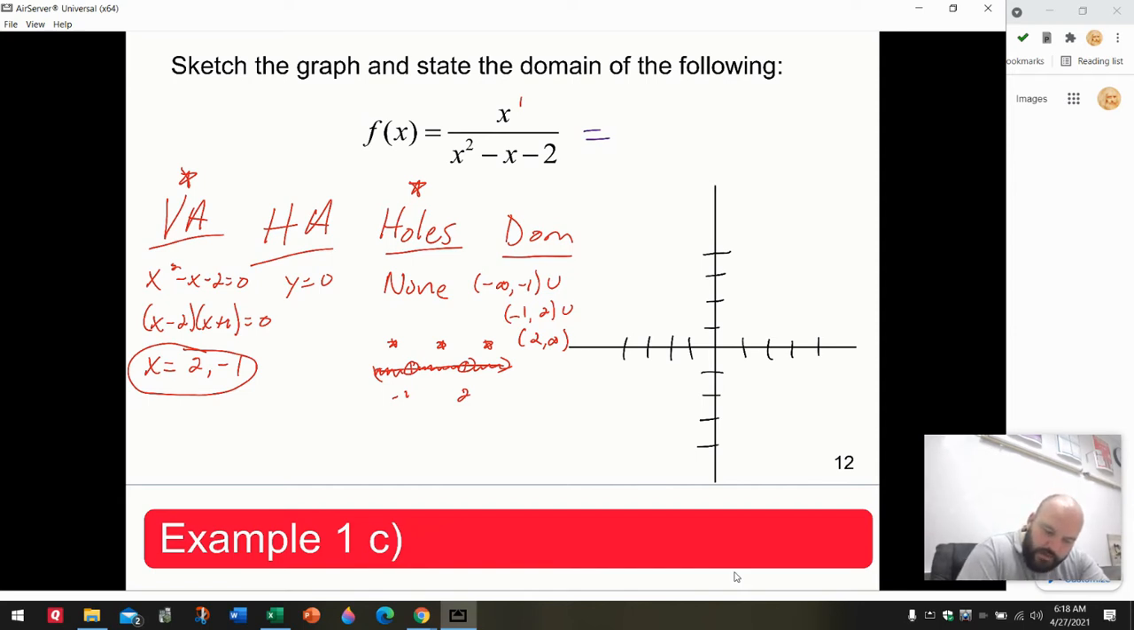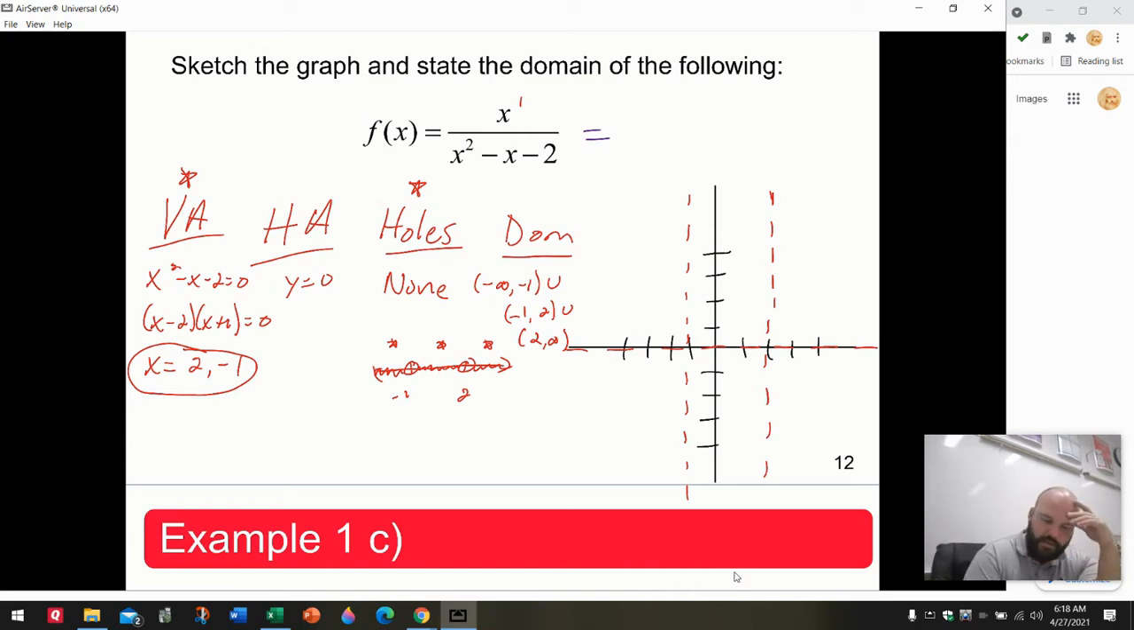So as we figured out, this will have an asymptote right down through 2. And it will have an asymptote right down through negative 1, like that. And we do have a horizontal asymptote right at y equals 0, which is on the x-axis.